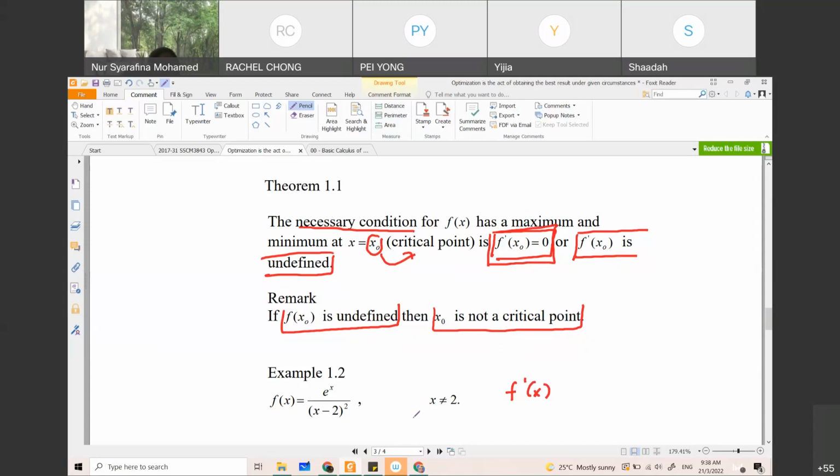e^x over (x minus 2) squared, minus 2e^x over (x minus 2) cubed.